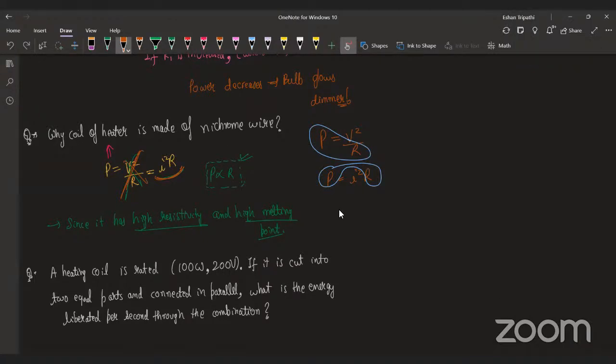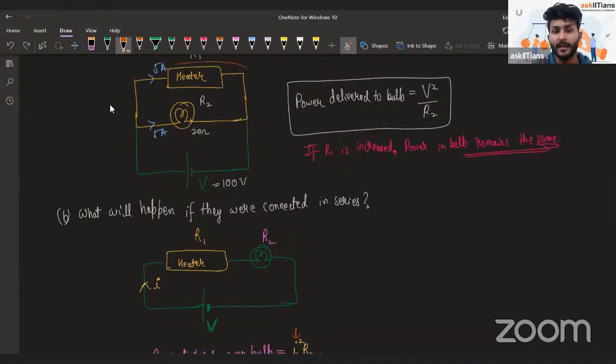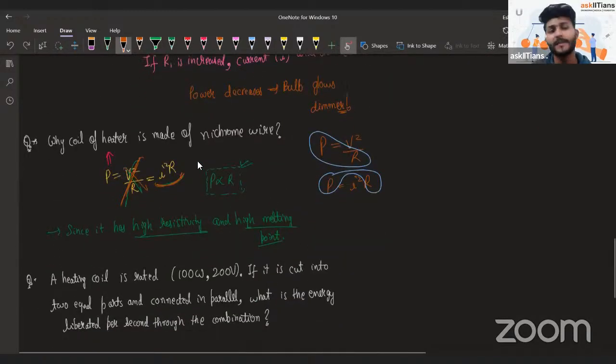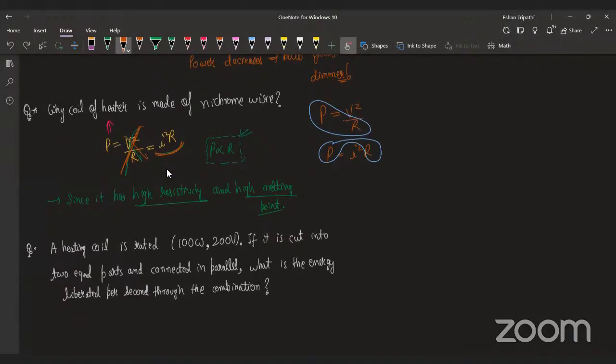So it depends on the situation we are using, right? Yes, actually it depends on the situation. The situation should be like this. In parallel, V square by R. In series, I square R. But if it's not mentioned, it's I square R. Okay, sir. Yes, Vishwesh, it would be in that case.